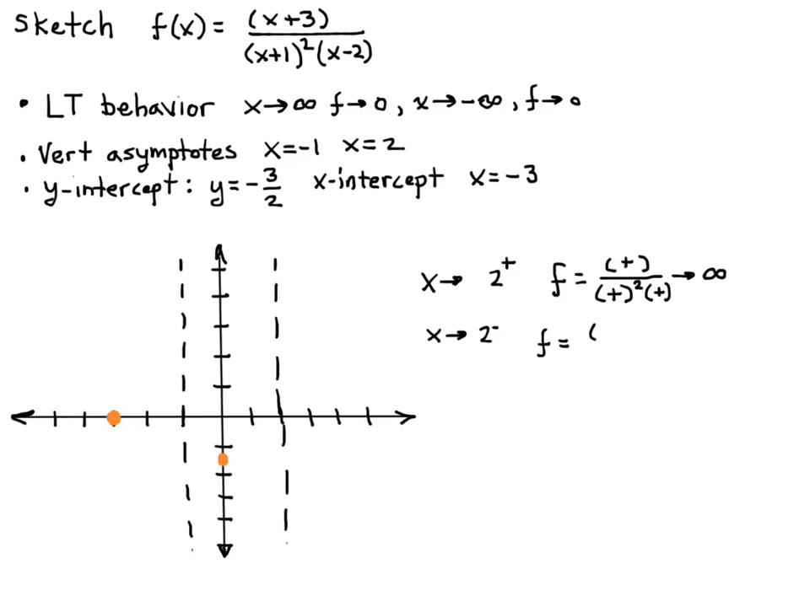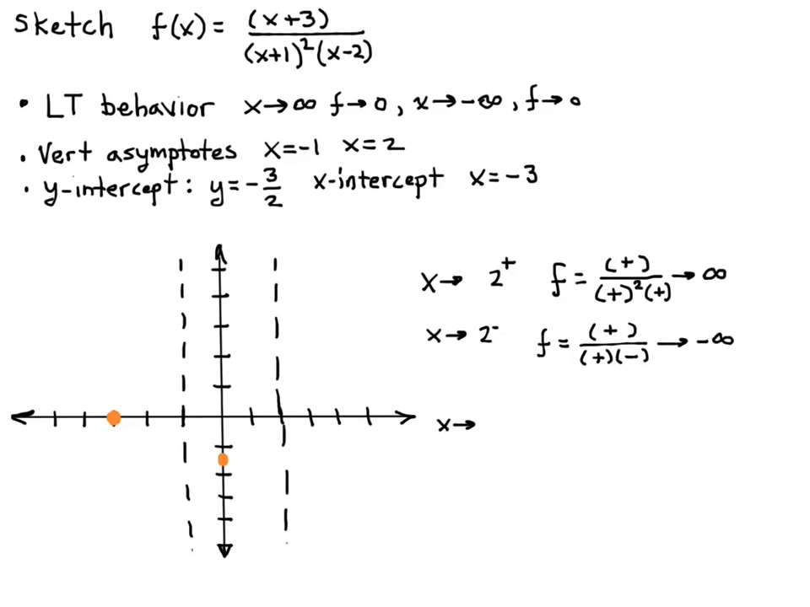Now if we look at it from the other direction, if we come back from the right, and we're heading towards the x equals 2 asymptote, we'll populate that. What we get then is the numerator is still positive, and the denominator x plus 1 squared is positive, but that x minus 2, since x is just slightly less than 2 as we're approaching 2, is going to be negative, so we're going to go to the negative infinity side.